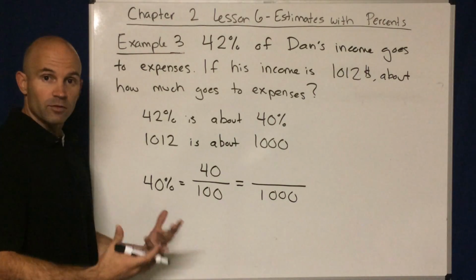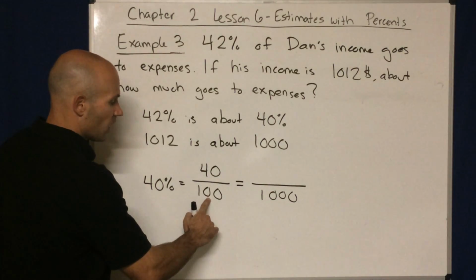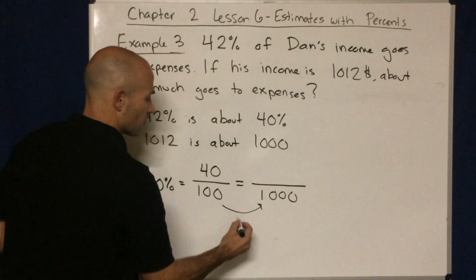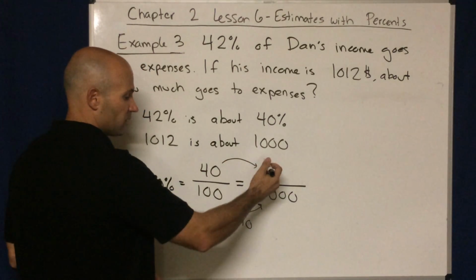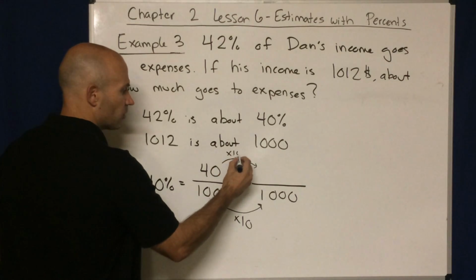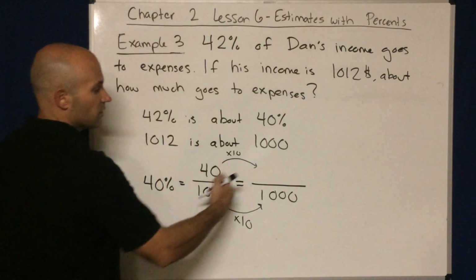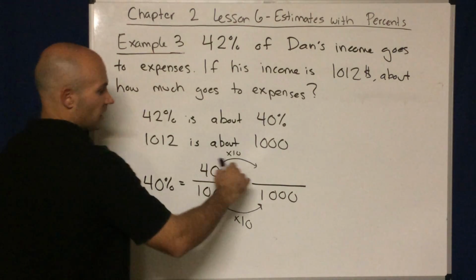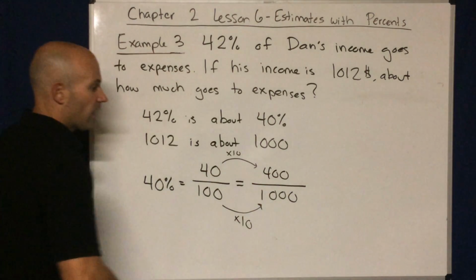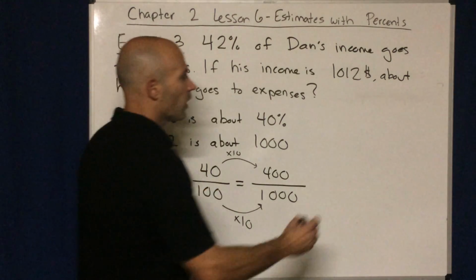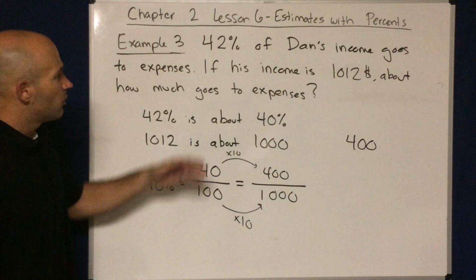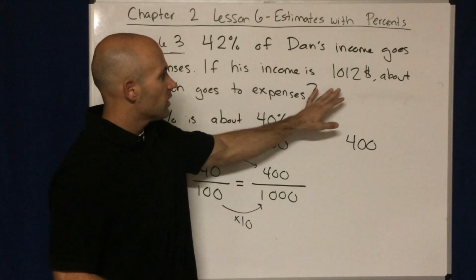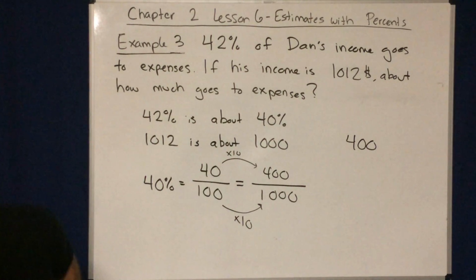So 40 out of 100 has to go to expenses. What I want to know is how much out of 1,000 has to go to expenses. We're using the idea of equivalent fractions here. How do I go from 100 to 1,000? I multiply by 10. And I go from 40 to my estimate of monthly expenses by also multiplying by 10, because we have to multiply the numerator and denominator by the same thing to get an equivalent fraction. 40 times 10 is 400. So our estimate in this case is about $400 going to monthly expenses. And the more you get comfortable with percents and taking the percent of a number, the quicker you might get at these estimates. So I want to show you one more example.